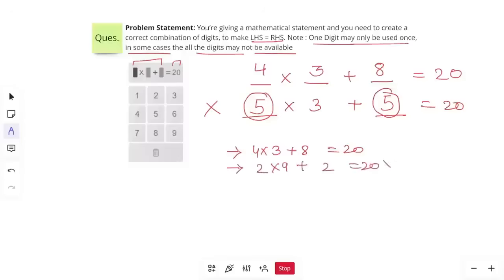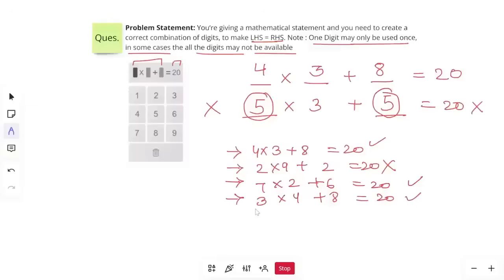This is wrong. I am telling you the wrong one first. Next, this one is correct, which I am telling you. So 7 into 2 plus 6, which is 14 plus 6 is 20. This is correct. The first one we saw is correct. This one was wrong. Next one can be 3 into 4 plus 8. 3 into 4 is 12. 12 plus 8 is 20. So this is also correct, and we are using 3 different digits. Next one is 6 into 2, which is 12, and then plus 8. So this is also absolutely correct, because here also we are using 3 different digits. None of the digits are repeating. So hope you have understood it.